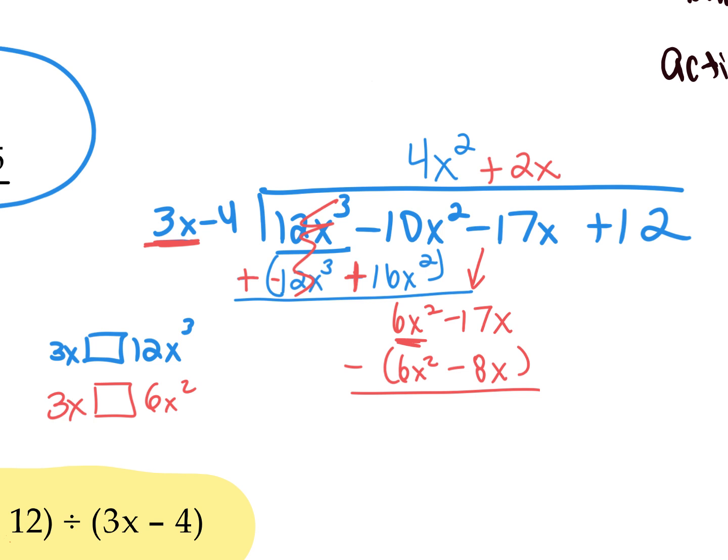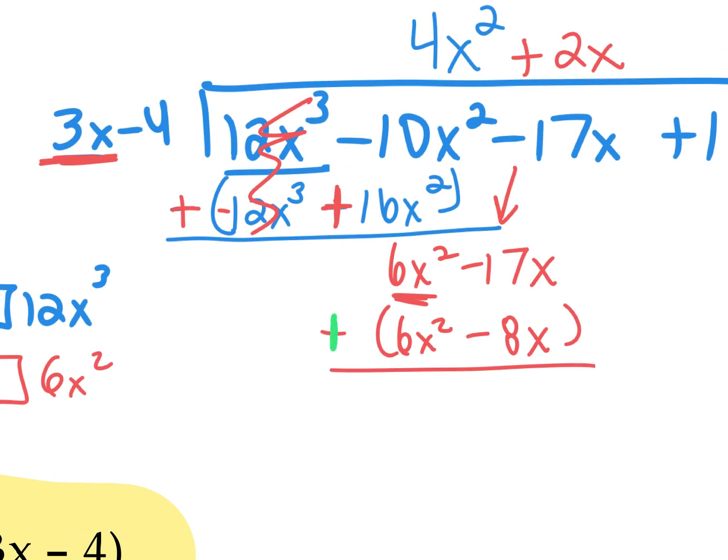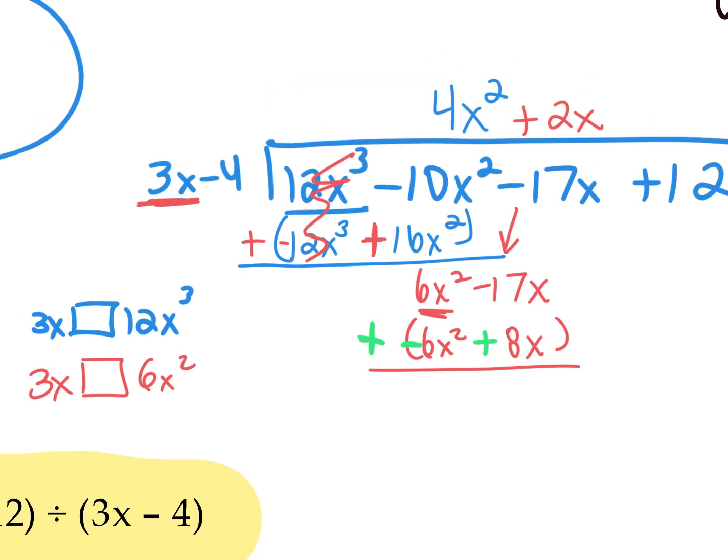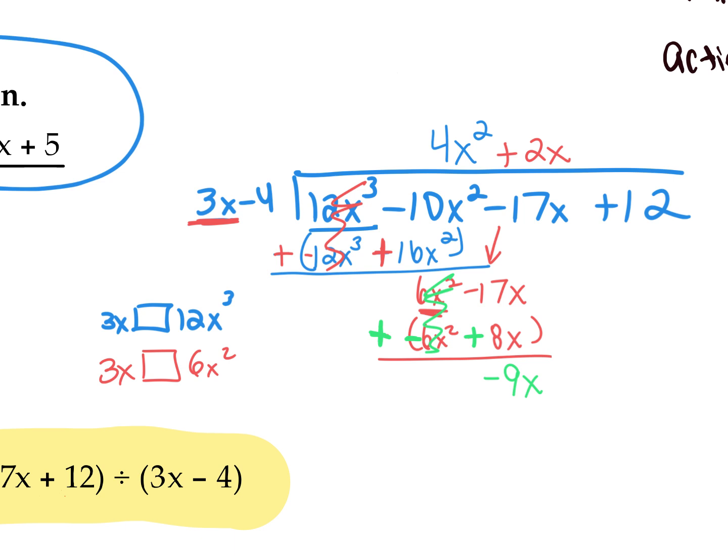So we're going to go through here and distribute this negative. Change, change, change. So now what's negative 17 and a positive 8? Negative 9x. Good. What happens to your 6x squareds? They cancel. And then what do I do with plus 12? You bring it down.